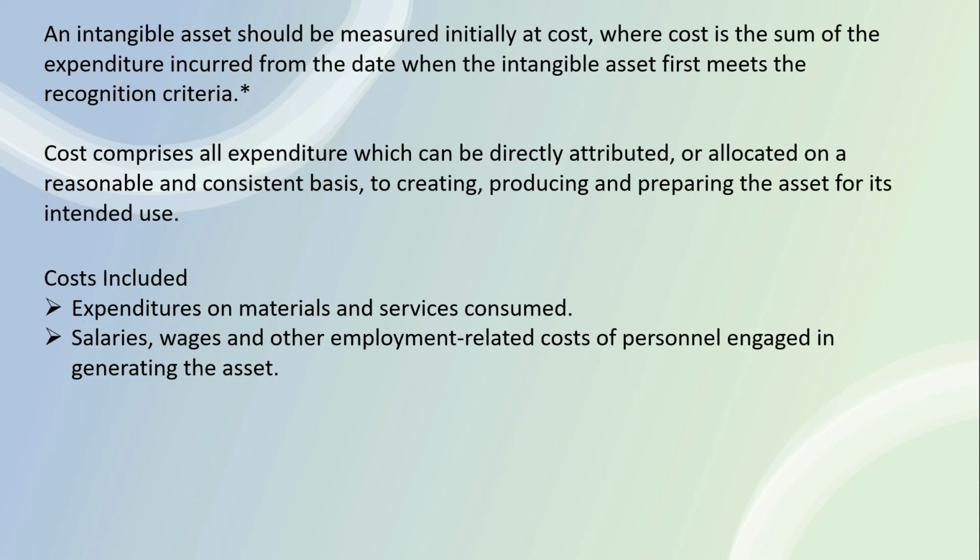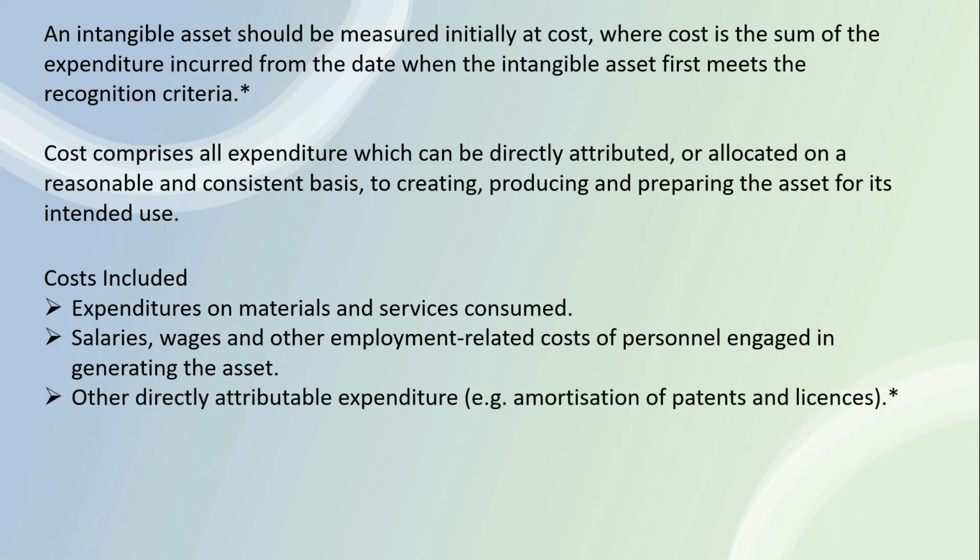Salary and wages related to the phase after the first phase of the production of the product itself. Other directly attributable expenditure is, for example, amortization of patents or licenses. If the company already produces a product and has the copyright or patent for the product, this should be amortized during the year.